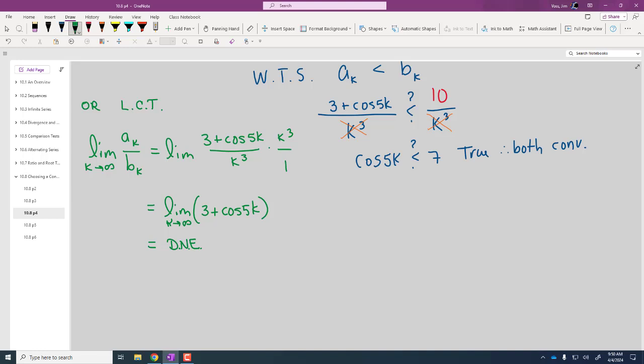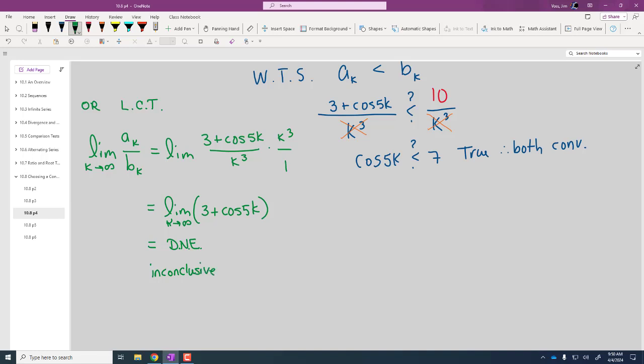And so we actually do need to know how that direct comparison test manipulation works, because in most of the problems we've seen, if the direct comparison test didn't work, the limit comparison test would. So this is a counterexample of where the limit comparison test doesn't always work. This means the limit comparison test is inconclusive.